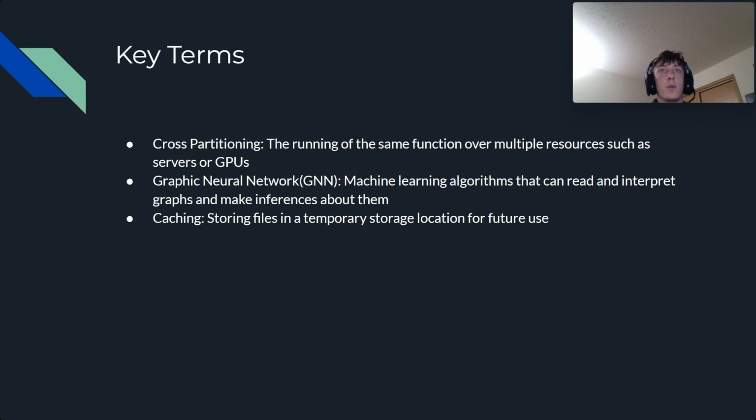The next term that is important is caching. The definition of caching is to store files in a temporary location for future use. This is extremely helpful when trying to save space on a GPU or when trying to access files quickly. In this article, the researchers create their own cache engine that is used for feature retrieving. This engine uses a system algorithm co-designed to minimize overhead, which is important because it utilizes every piece of the system.